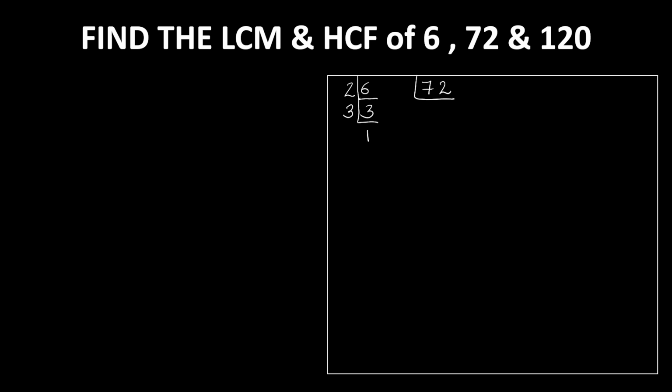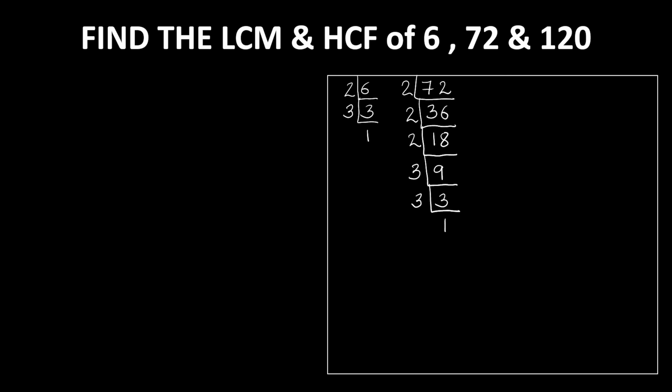If we divide 72 by 2, we are going to get 36. And now 36, if we divide it by 2, we are going to get 18 as a quotient. Again, dividing 18 by 2 will give us 9 as a quotient. Dividing 9 by 3 will give us 3 as a quotient. Finally, we will divide 3 by 3 in order to get 1.